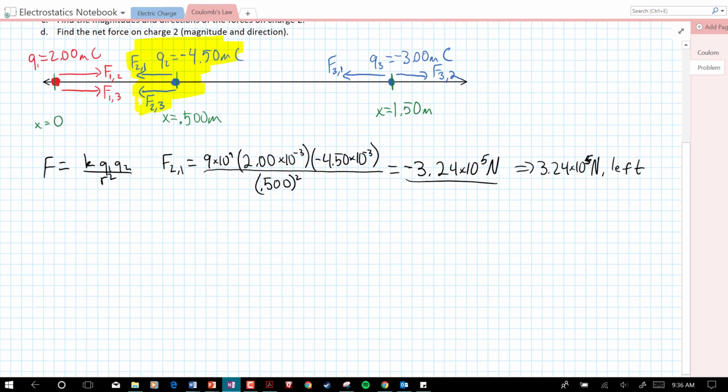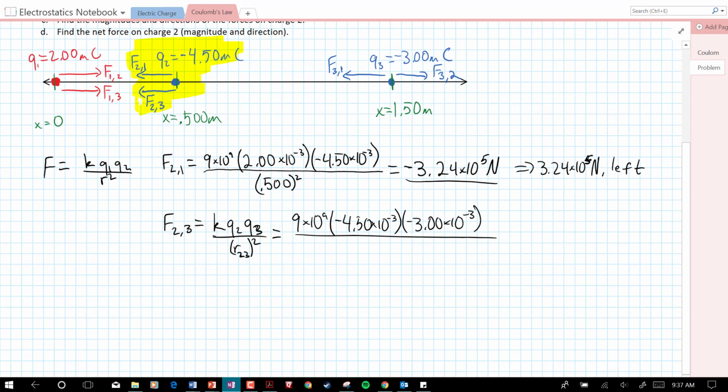Now let's find the force on 2 from 3. The force on 2 from 3 is just going to be equal to Coulomb constant times charge 2 times charge 3 divided by the distance between 2 and 3 squared. That's going to be 9 times 10 to the 9 times charge 2, negative 4.50 times 10 to the minus 3, charge 3, negative 3.00 times 10 to the minus 3, divided by our distance between Q2 and Q3. It's between 0.5 and 1.5, so our distance is just 1.00 meters, all squared. I'll label that in the diagram as well. This is 1.00 meters.